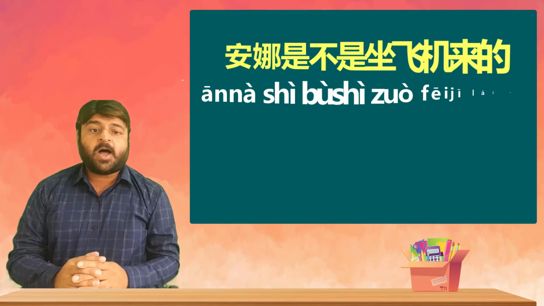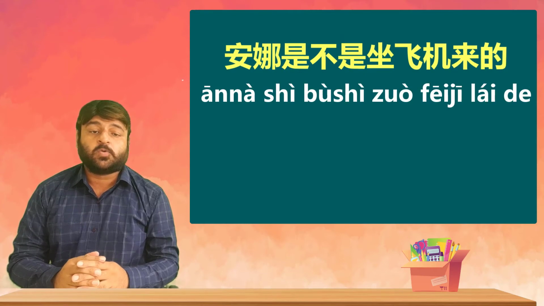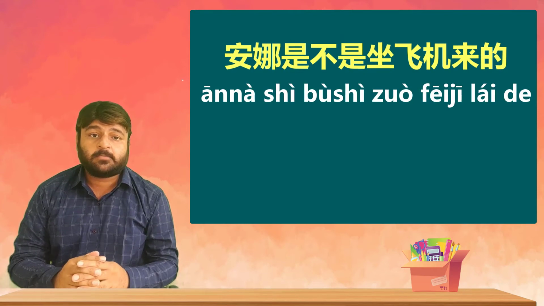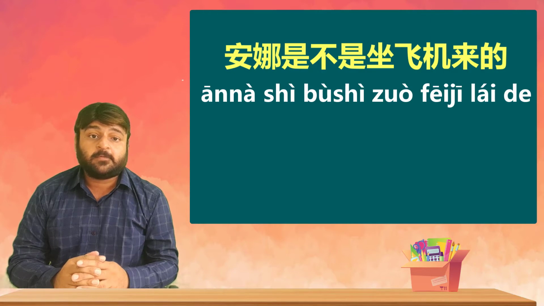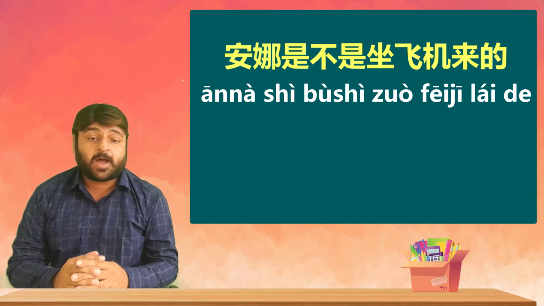Moving on to the third substitution drill, let us read out the following sentences. Anna 是不是坐飞机来的? Did Anna come by airplane? Notice in case we have to negate a sentence with a 是...的 pattern, we have to say 不是 and 的. 是 is optional in a simple sentence. However, while negating, we have to use 是. So in this sentence, let us read out the second part of this sentence.